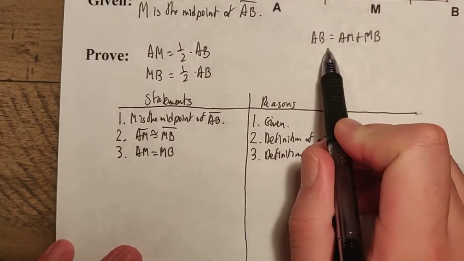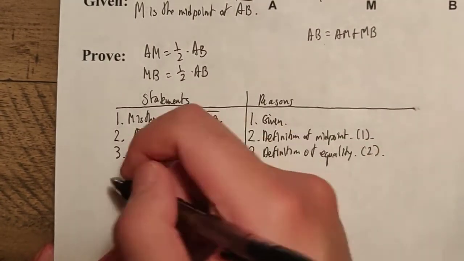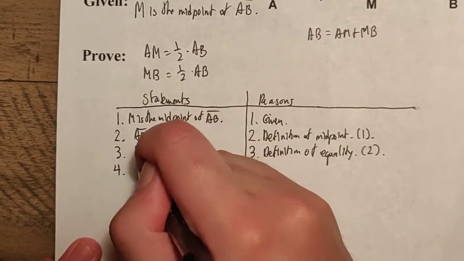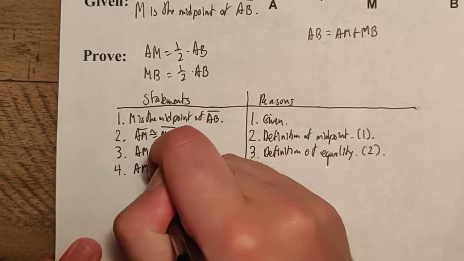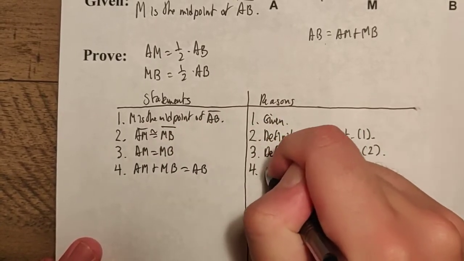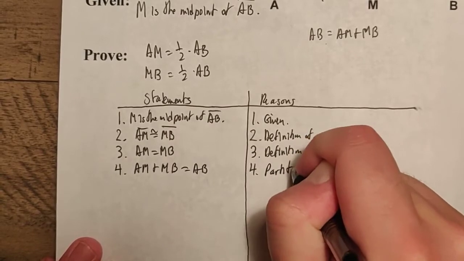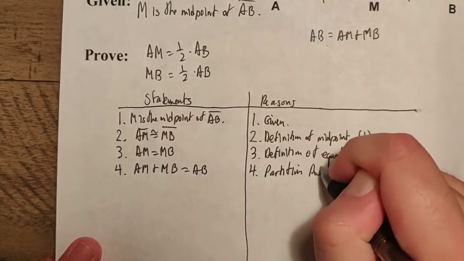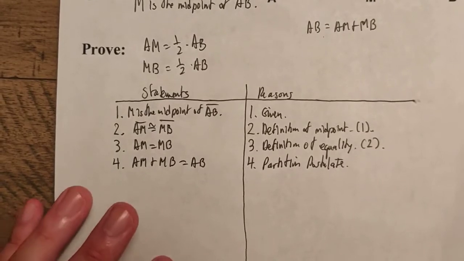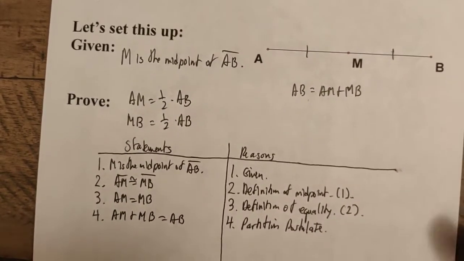Okay, now, considering that we know that AB equals AM plus MB, that's probably a good idea for us to introduce next. So we can write that in this situation, AM plus MB equals AB here, and that's our good old partition postulate. Right? So again, note it's a postulate here. You don't have to explain why it's true, because it's true.